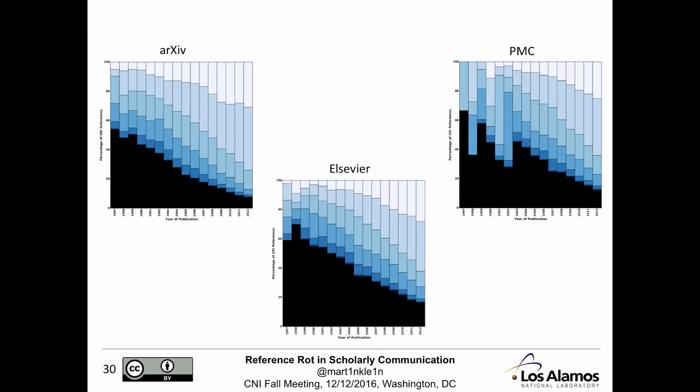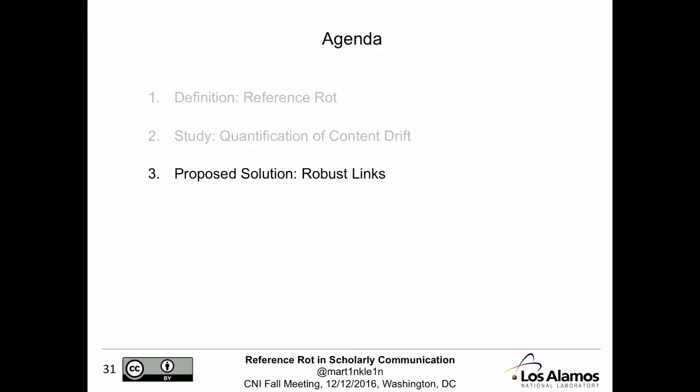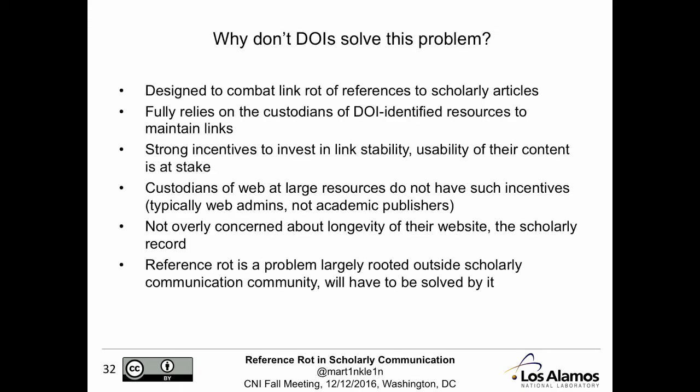All right. So that was, in a nutshell, the results of our most recent study, precisely quantifying what the notion of content drift is, given our three corpora generated from arXiv, Elsevier, and PMC. So what can we do about it? We introduced the notion of robust links. Basically, as the name gives away, we're trying to make links, URI references in scholarly articles, more robust. Now you can say, well, isn't that what DOIs are meant to do for us? And we say, not quite.